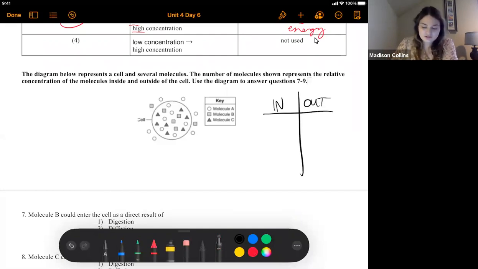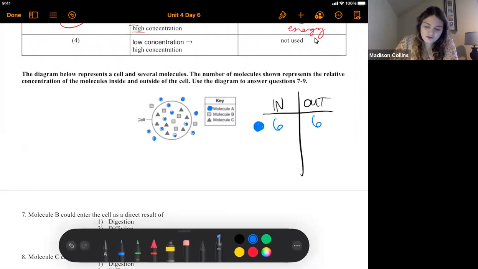Okay, so for this one, we're given 3 different molecules. Molecule A I'll represent as blue, and I'm going to count the number of molecule A's inside and outside of the cell. So if we count, there's 1, 2, 3, 4, 5, 6 molecules in, and 1, 2, 3, 4, 5, 6 molecules out.